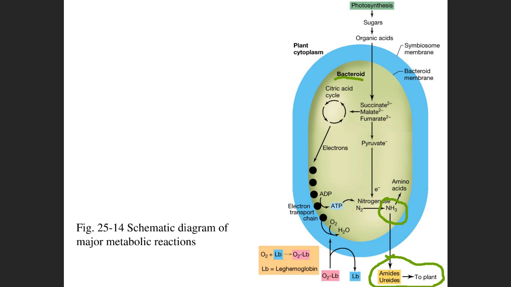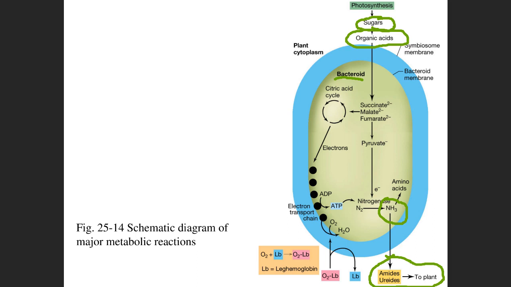Then what does this bacteria get? Fixing nitrogen requires energy, right? So it gets organic acid or sugar, glucose, right? That's the exchange. The plant gives the bacteria an energy source. The energy source is then used by the bacteria to fix nitrogen and give it to the plant.